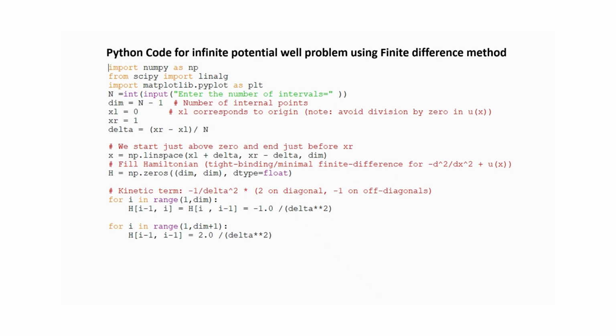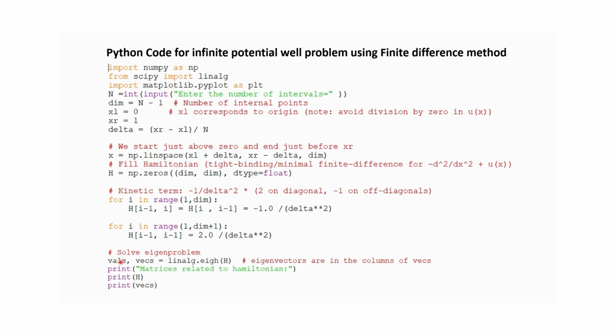After this we will create the Hamiltonian matrix. Here this line represents the off-diagonal elements, which have the value minus 1 upon delta square, whereas this line corresponds to the principal diagonal elements, which have the value 2 upon delta square.